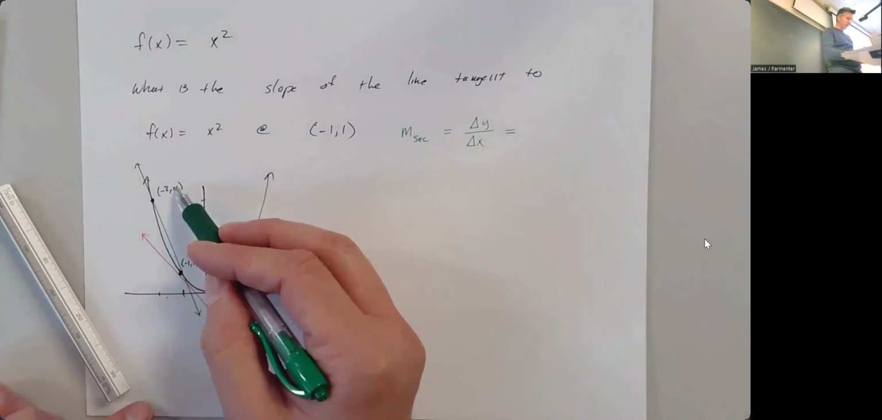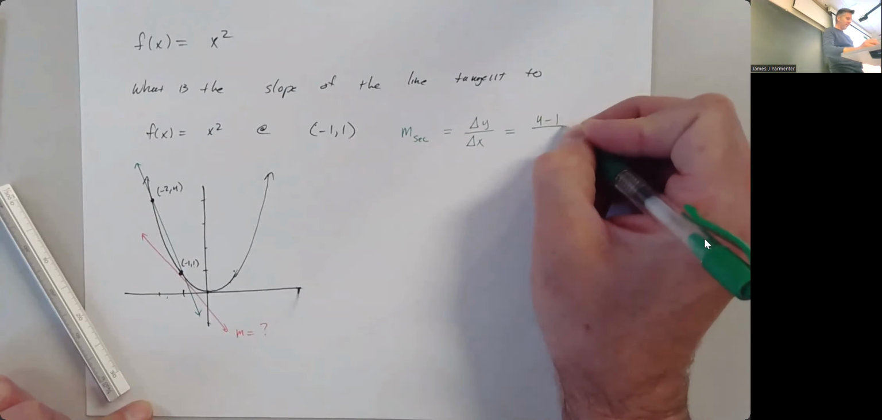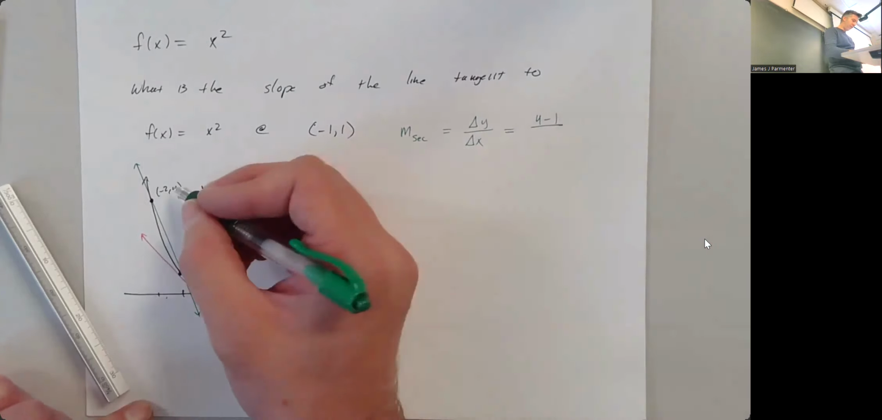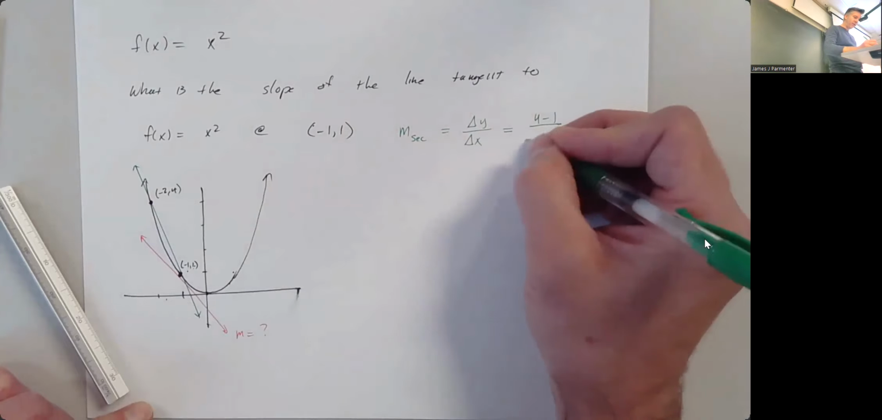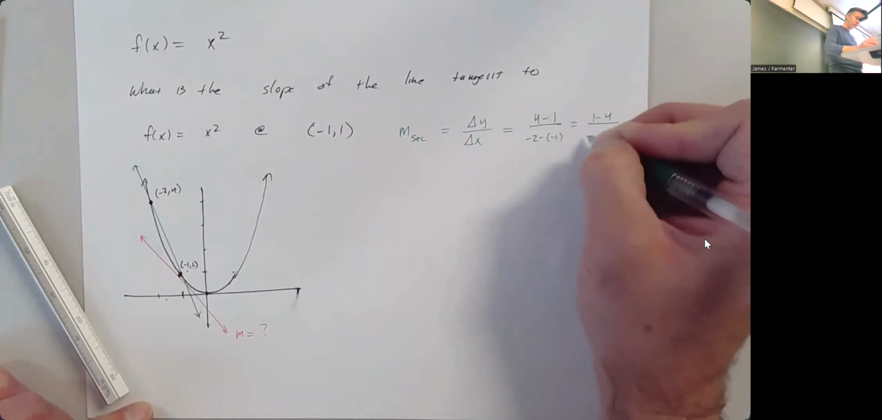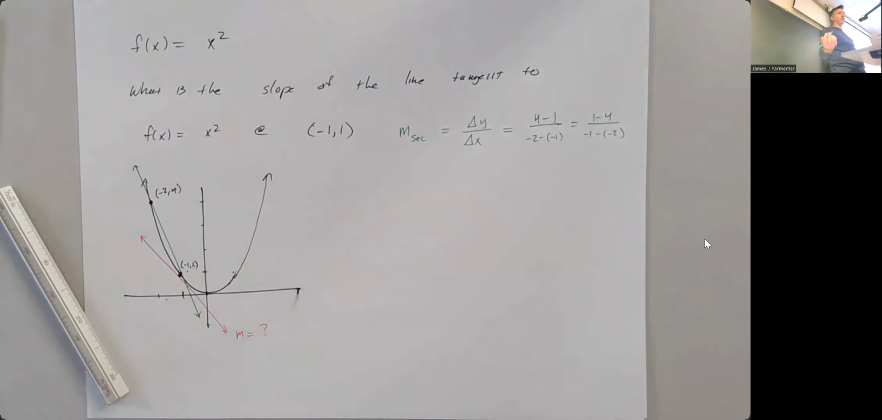It's going to be this y value minus that y value. So 4 minus 1 over, now I have to make sure I subtract the x values in the same order. So I did 4 minus 1, so I'm going to do -2 minus -1. I could have gone the other way. I could have said it was 1 minus 4 over -1 minus -2. As long as I'm consistent, it's fine to go either way.